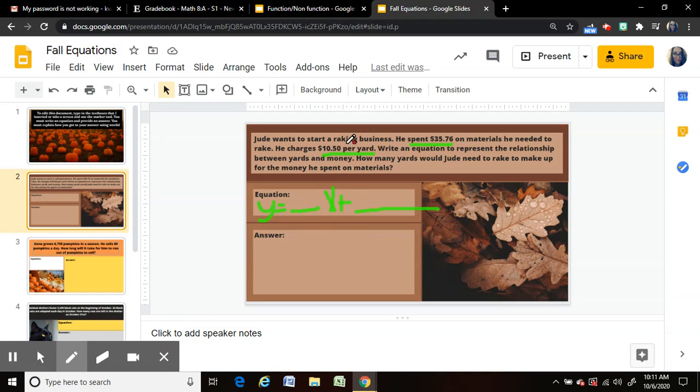So this is per yard, so that indicates that that is my slope. And he spent this much money. Spent is something that indicates subtraction or a negative number. And that's my equation. It's going to help me solve because I want to get to however much is going to be bigger than this.